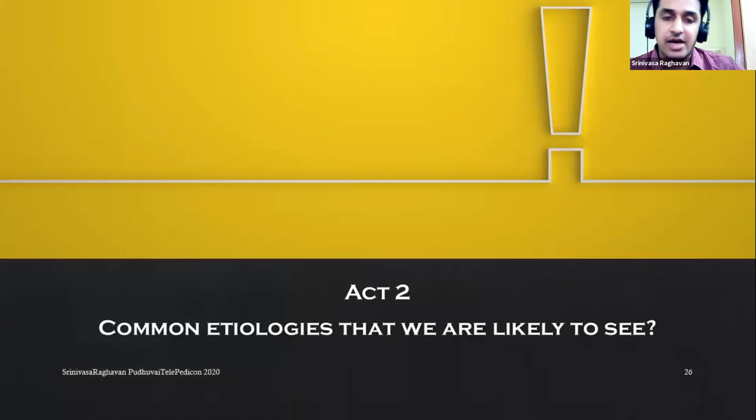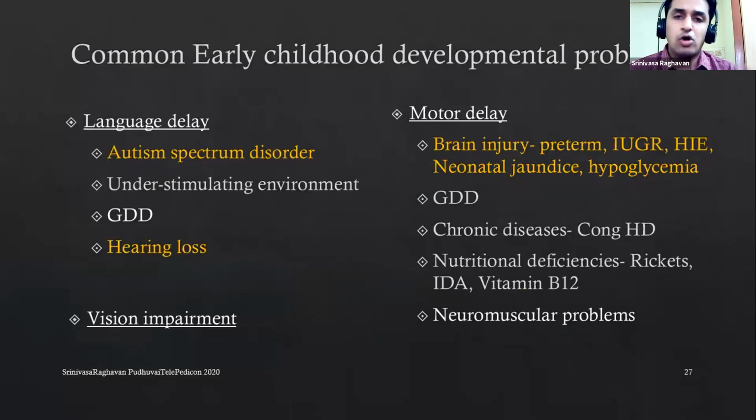So going to the second act, where we are going to discuss some common etiologies we are likely to see in our practice. The common needs that children present to us in the early childhood are motor needs, language needs, and vision needs. The common causes of motor delay are brain injury in the form of prematurity, intrauterine growth restriction, HIE, neonatal jaundice and hypoglycemia, and nutritional deficiencies presenting as motor delay or as a part of global developmental delay. And language delay can be secondary to hearing loss, autism spectrum disorder, or understimulating environment. We'll talk about it later. And vision impairment also children can present.